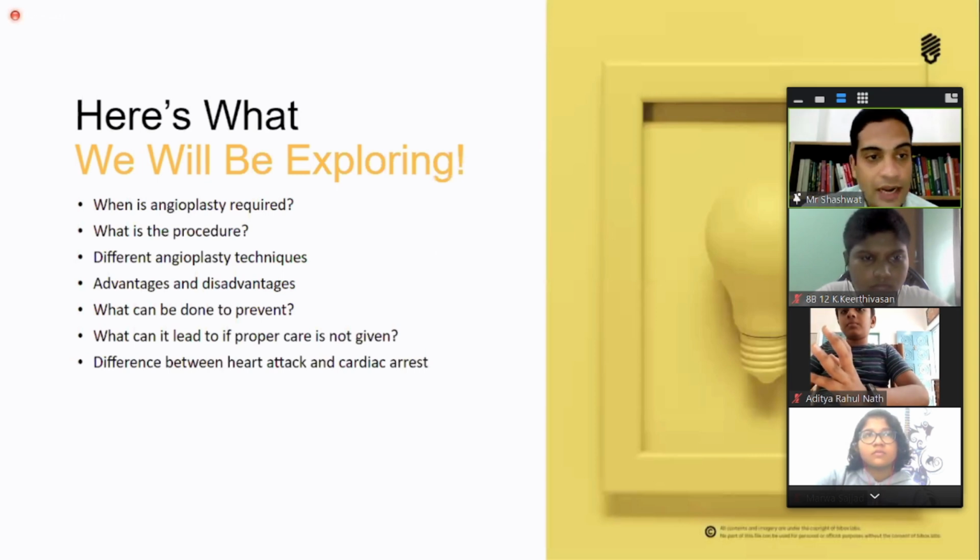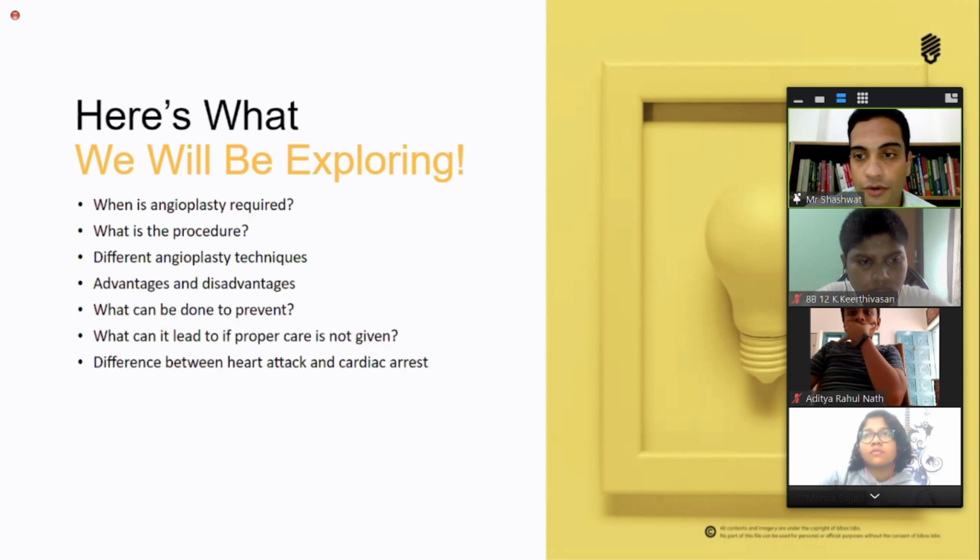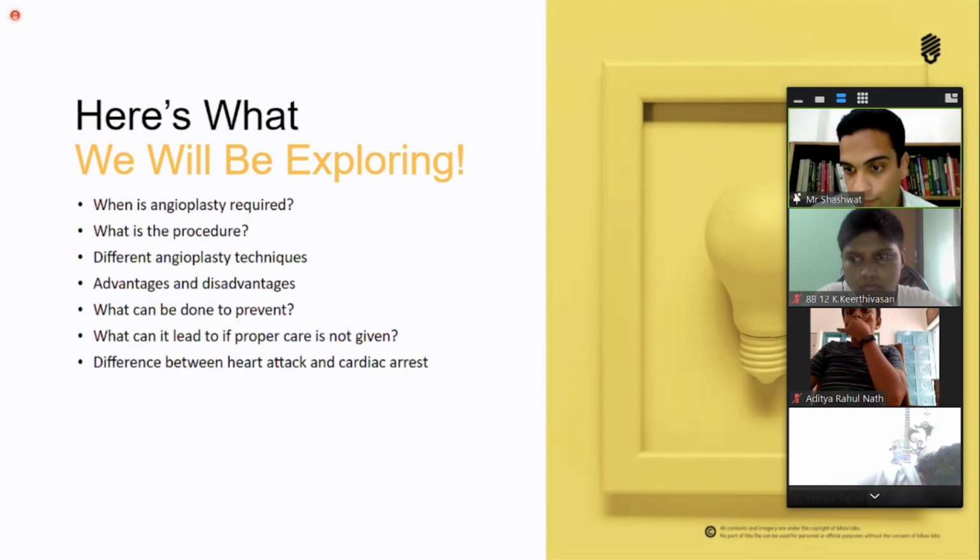So in today's session, we will understand when is angioplasty actually required, what is the procedure, different angioplasty techniques, what are some advantages and disadvantages, or we can call them drawbacks. What can be done to prevent angioplasty? What can it lead to if proper care is not given? And we will also understand the difference between the terms heart attack and cardiac arrest. You may have come across these two terms. A lot of us tend to use them interchangeably, but there is a lot of difference between these two. All right, so we'll do that.